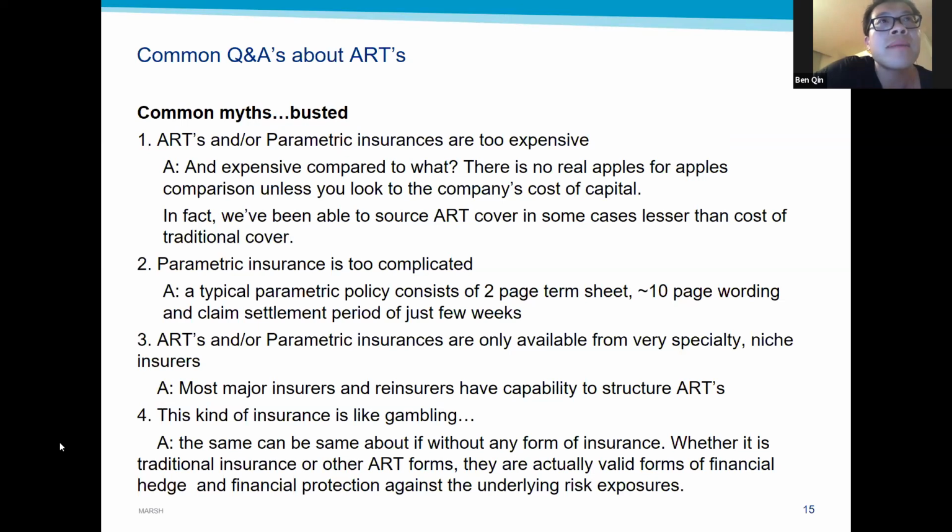By the end of the pandemic, I'm sure there should be a lot more exclusions out there. So the third one is the most popular choice everyone went for. It's only available from very specialty and niche insurers. It's true that there may not be any local insurers in the India market offering this cover, but most international insurers and reinsurers do offer some form of ART or a parametric cover.